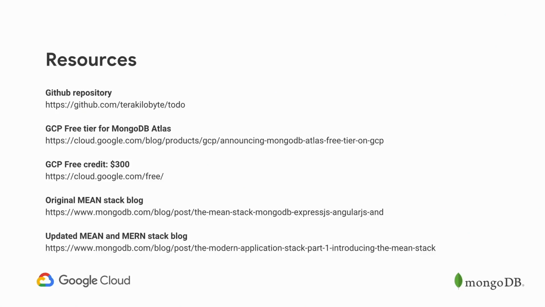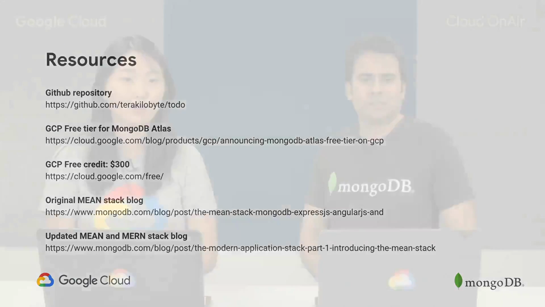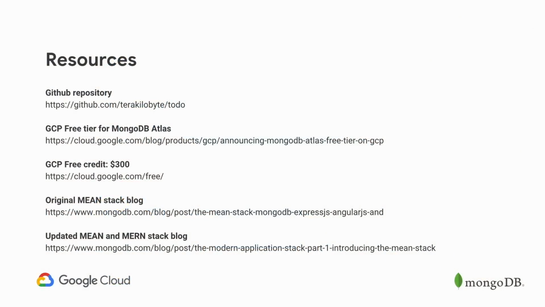You want to talk about the GCP? Yeah, so we have on the top, as well as the GCP free tier for MongoDB Atlas, you can also leverage the GCP free credit with $300 that can be used for any product at GCP. You can go to cloud.google.com/free to use that. Cool. And then there are two links to the original MERN stack blog, and then an updated blog with MERN and serverless.